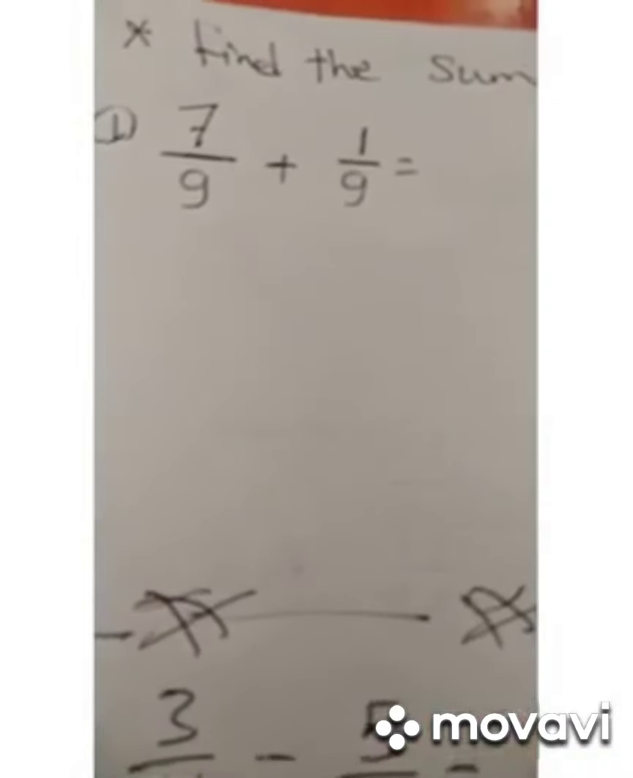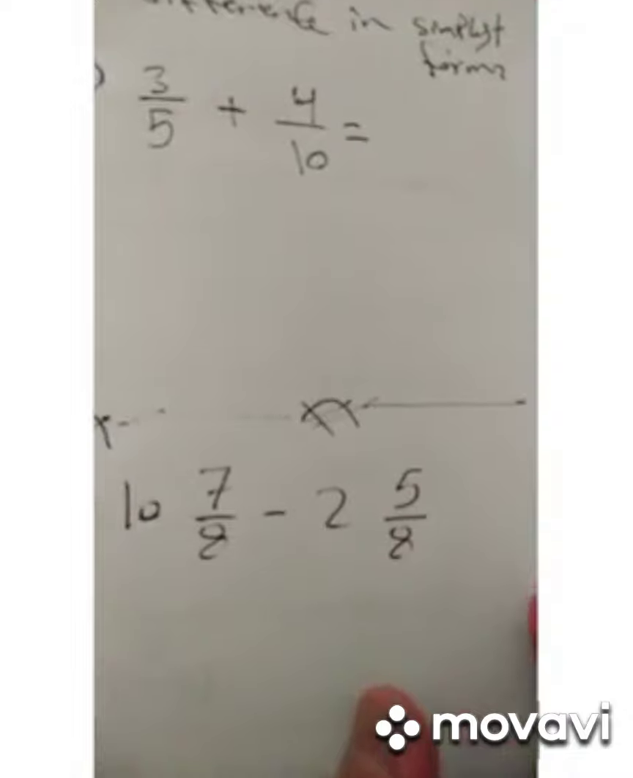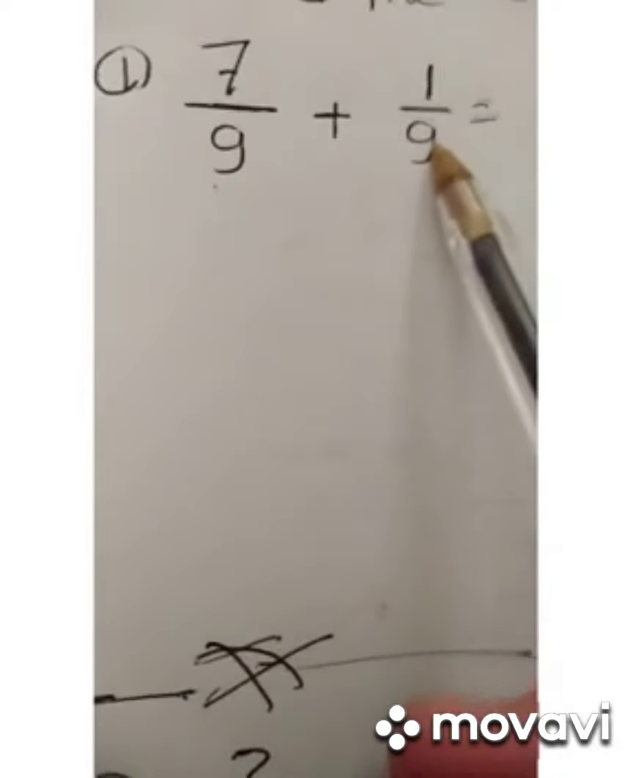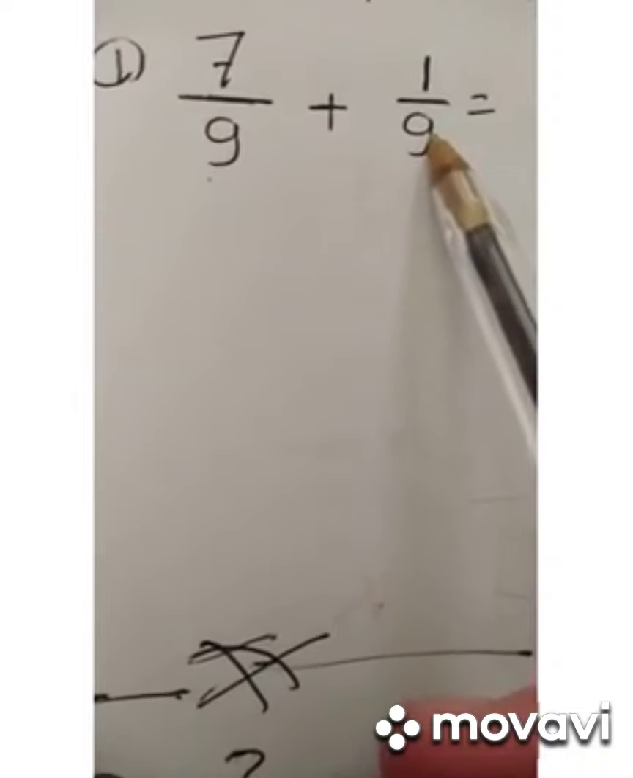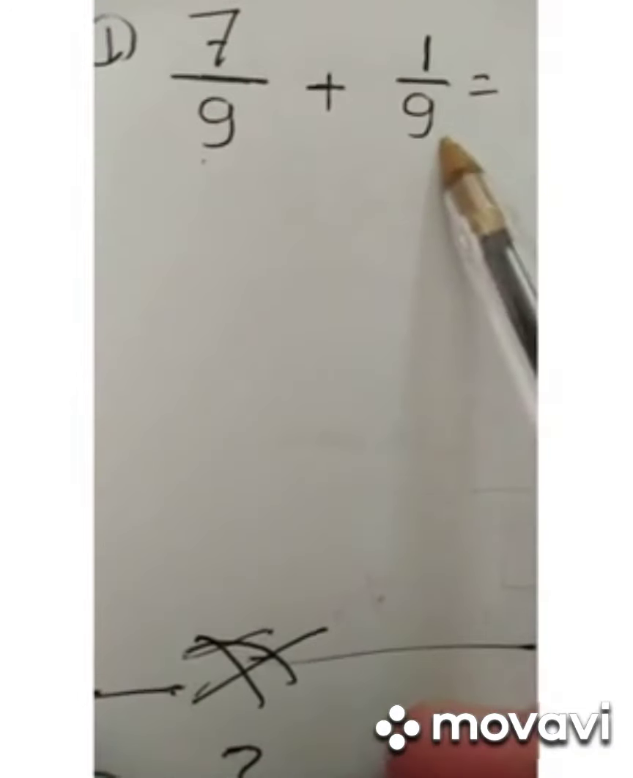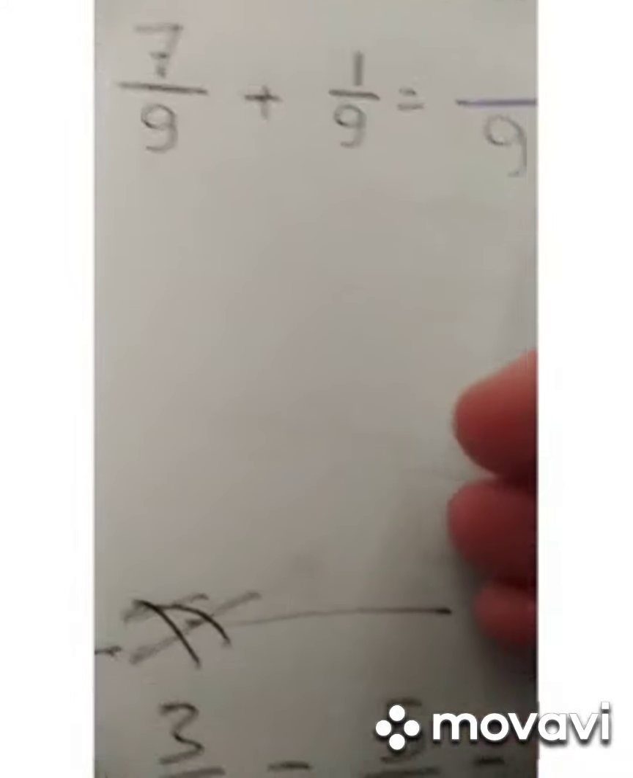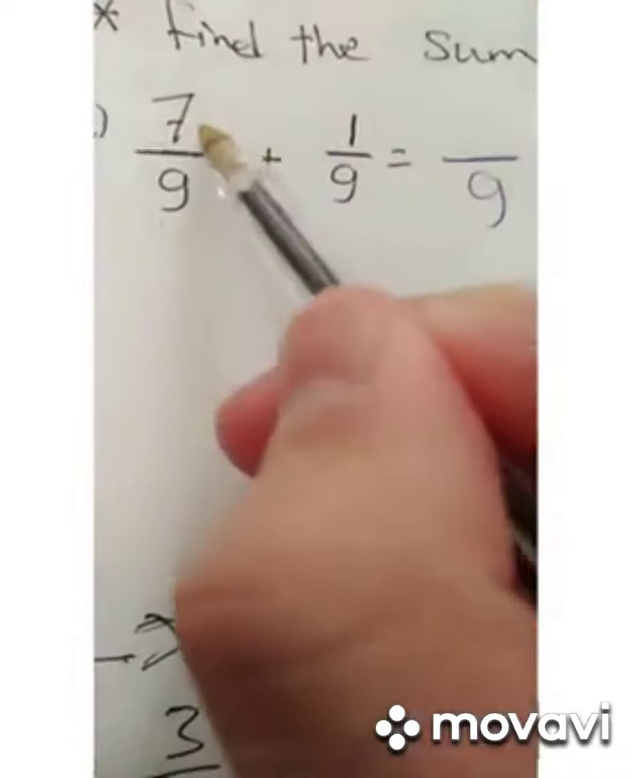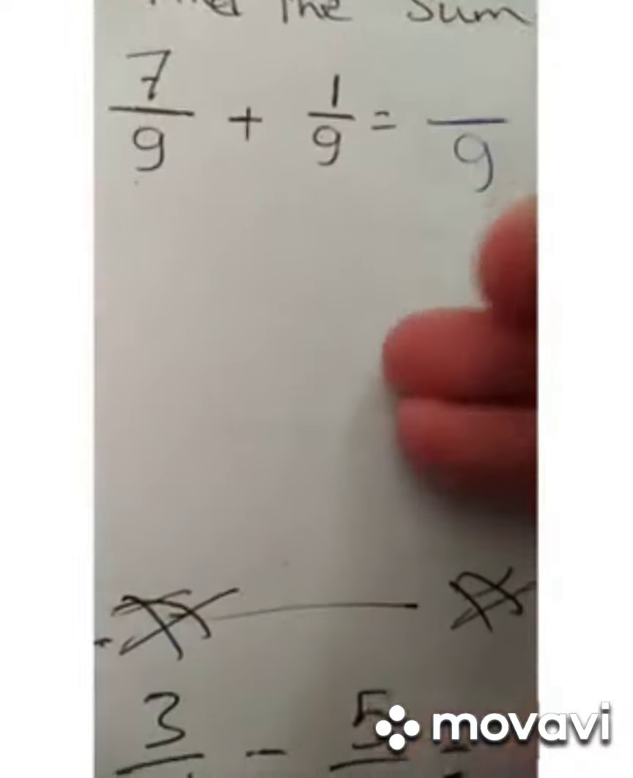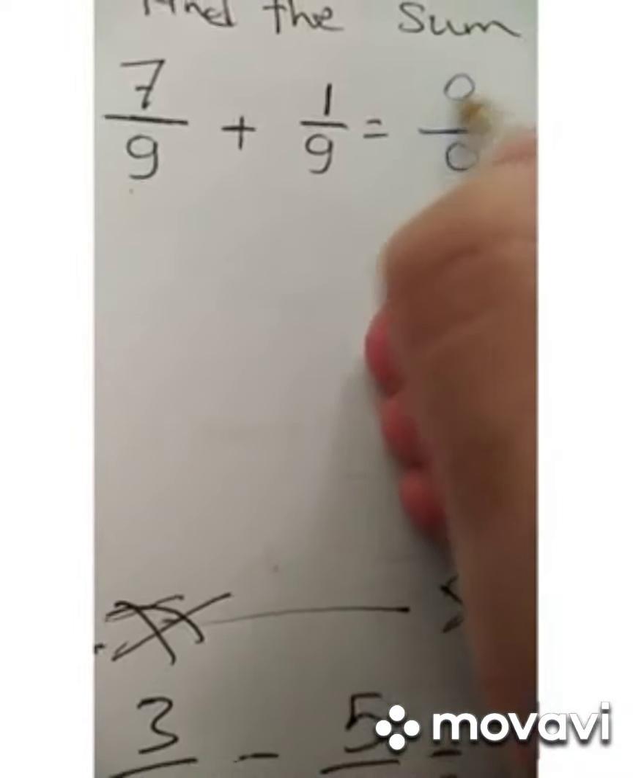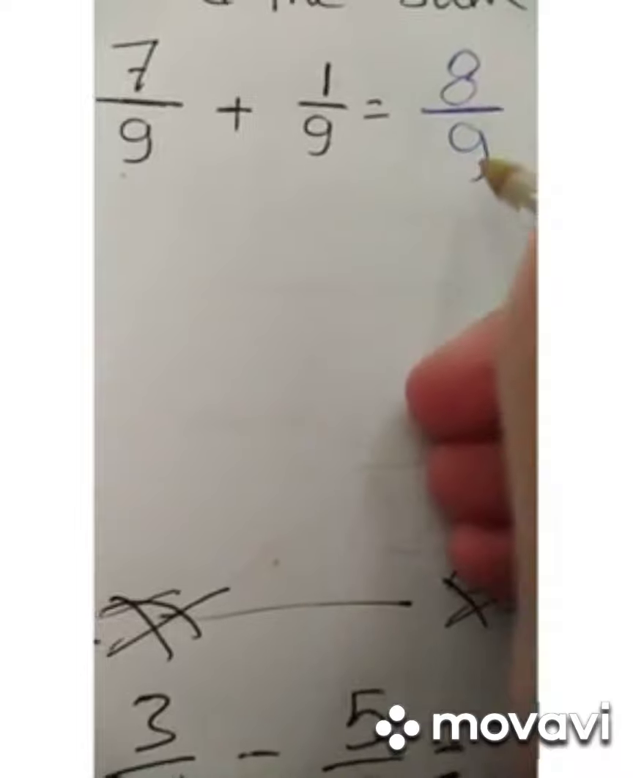Now another example. Find the sum or the difference in simplest form. Okay, number 1. 7/9 plus 1/9. At first, look at the two denominators. Are they the same denominator or unlike denominators? Yes, 9 and 9, they are the same. So put the same denominator, 9. And directly add 7 plus 1. 7 plus 1 equals 8. So it will be 8/9.